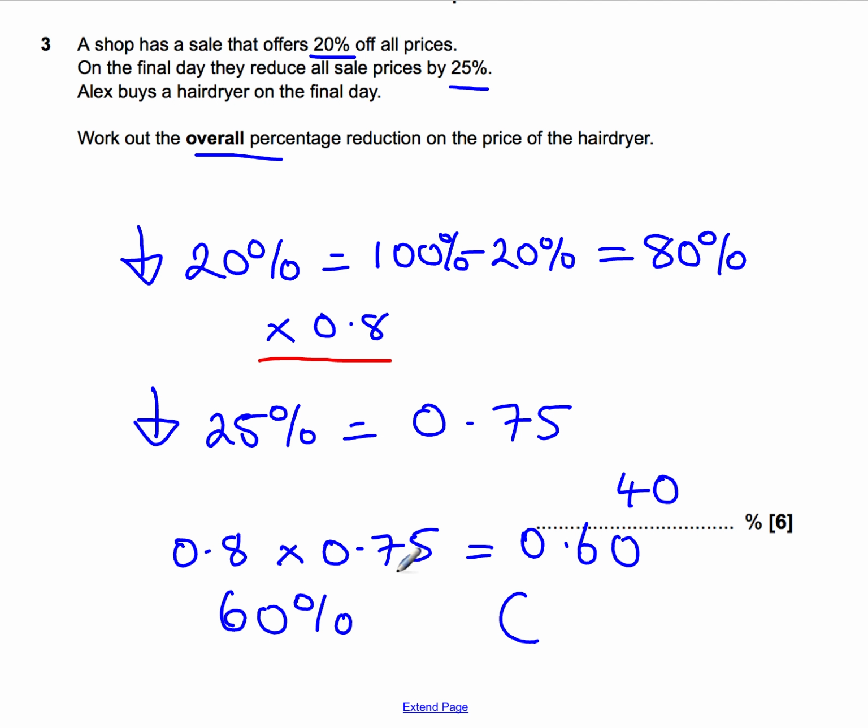So you just have to consider that when you're looking at taking the 60% to 40%. So actually 60% is what the hairdryer is and 40% is what it was reduced by.